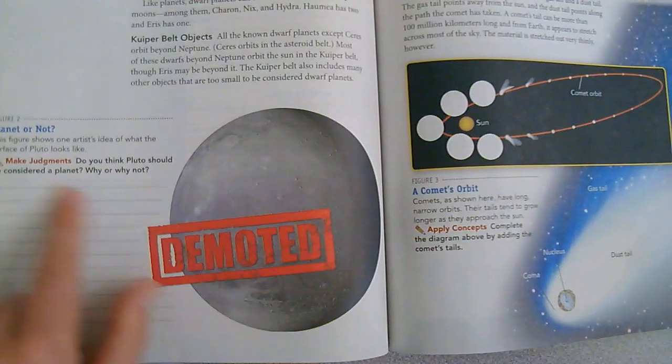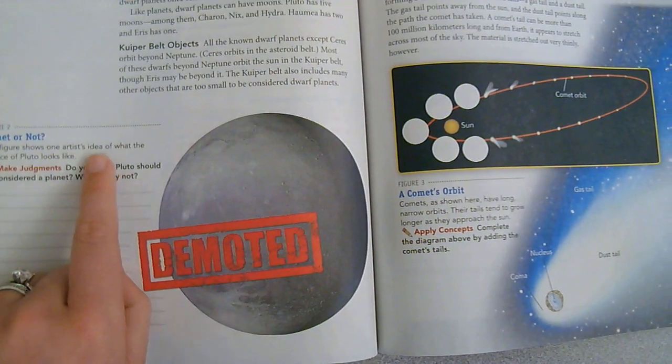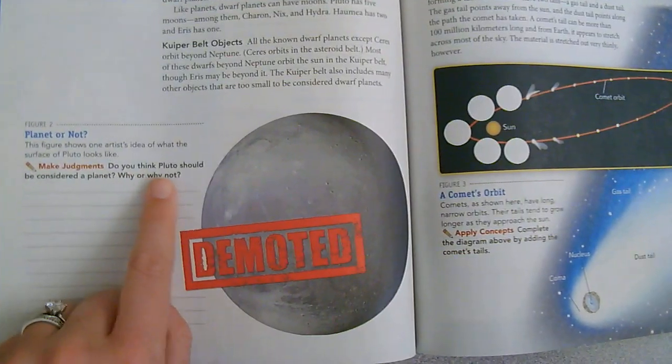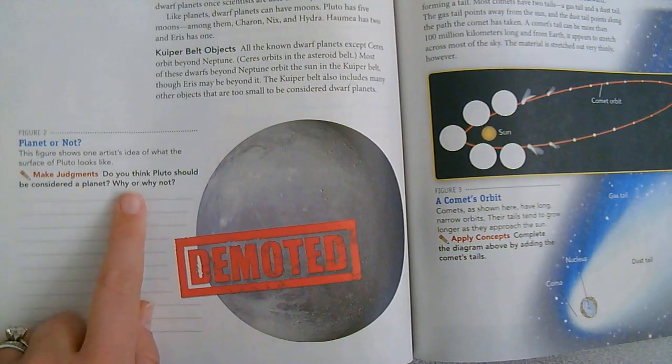All right, down here. This figure shows one artist's idea of what the surface of Pluto looks like. Do you think Pluto should be considered a planet? Why or why not?